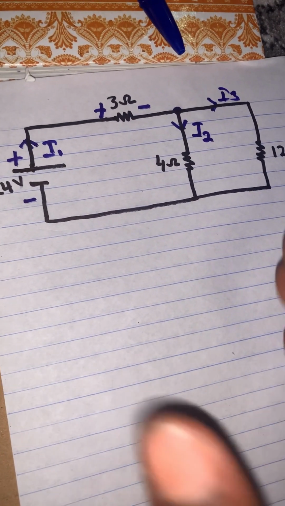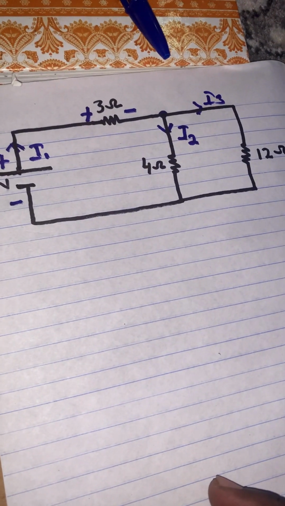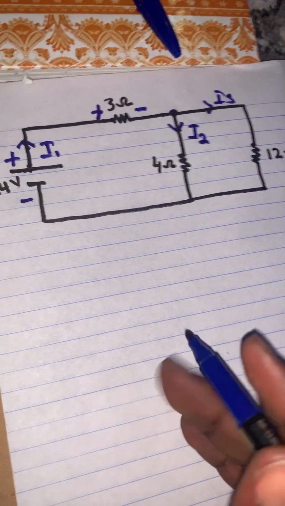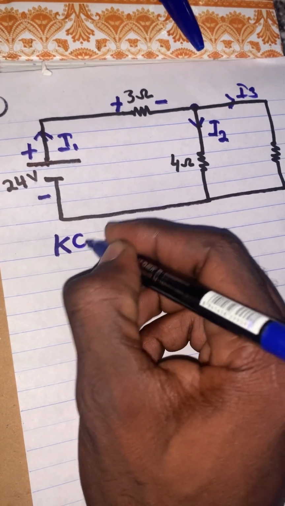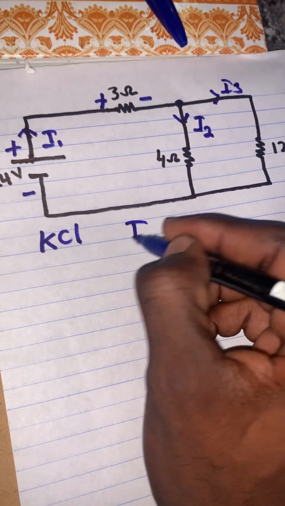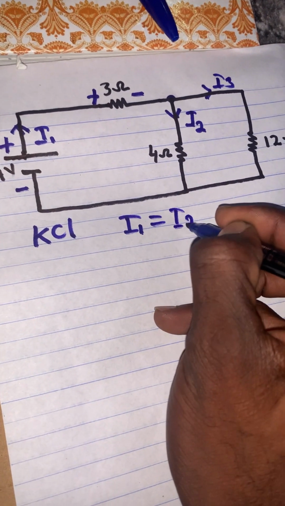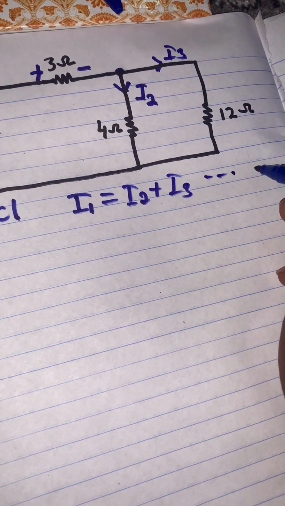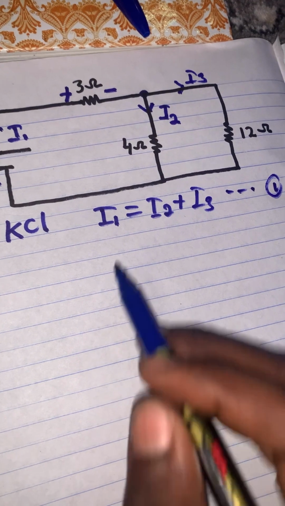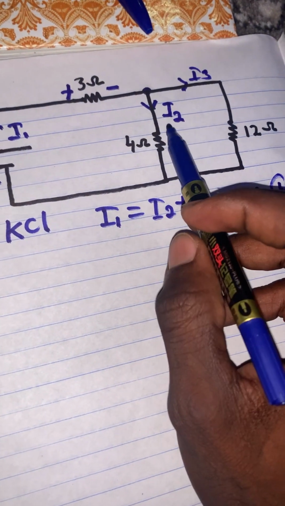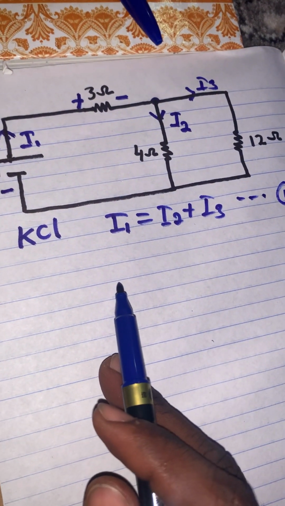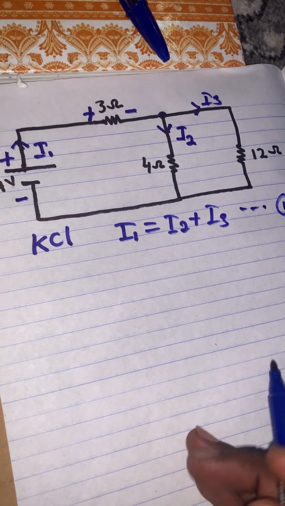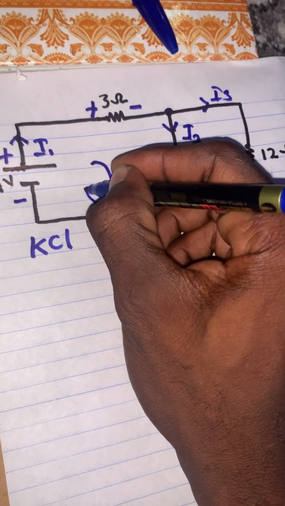So now we are going to use 2 laws, Kirchhoff's current law and Kirchhoff's voltage law. Using Kirchhoff's current law, this says I1 equals I2 plus I3. Let's name this equation 1. I1 is the summation of I2 and I3. Equation 1. Then the second step here is to start with the first loop.